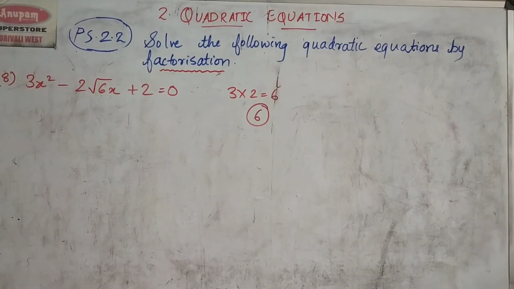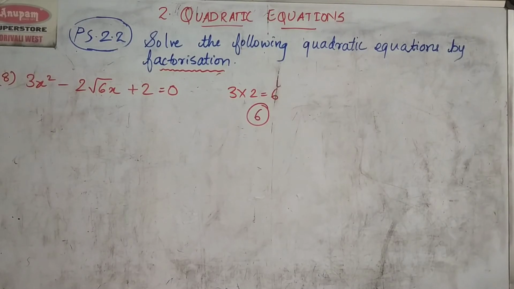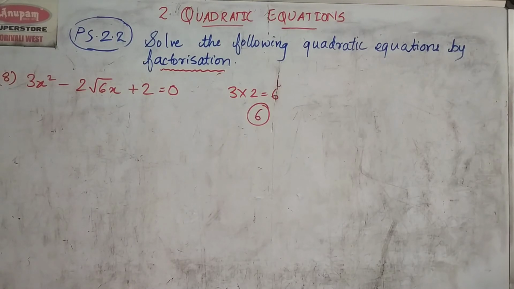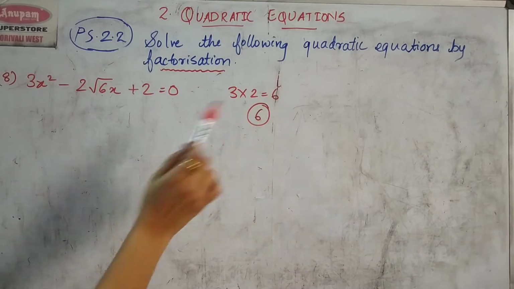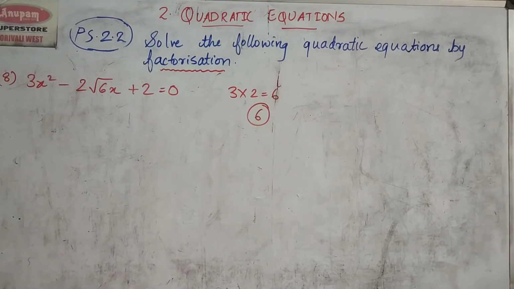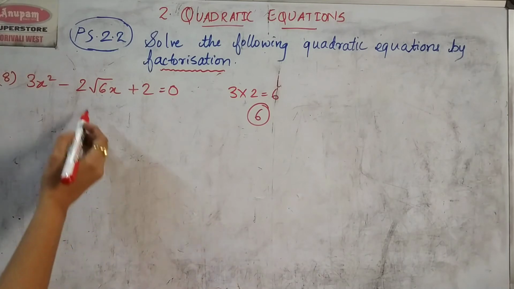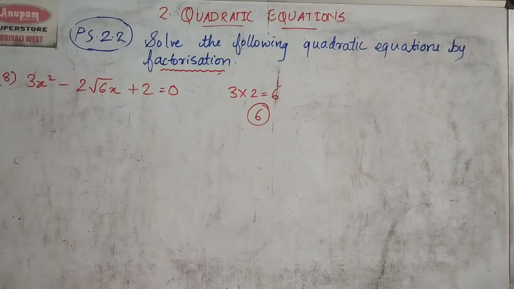In the next part we have 3x² − 2√6x + 2 = 0. Now children, let us multiply the first and the third term here. So the product of the coefficient 3 and 2 will give me 6. So 3 twos are 6. So I need two such numbers whose product is 6 and whose sum or difference should be 2√6. See children, let me find out the factors.